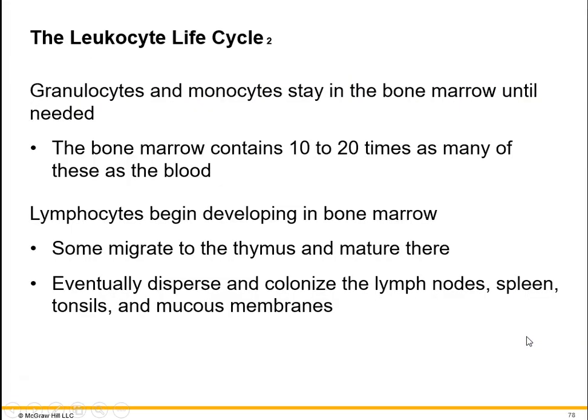Now, the granulocytes and the monocytes typically will stay in the bone marrow until they're needed in the body, so until there's some type of infection going on, and then they'll get released. The lymphocytes will get developed in the bone marrow. Some of them will stay there to mature. Those are the B lymphocytes. The T lymphocytes, however, will get sent to the thymus, and that's where they will mature and learn how to do what they need to do to be able to protect us.